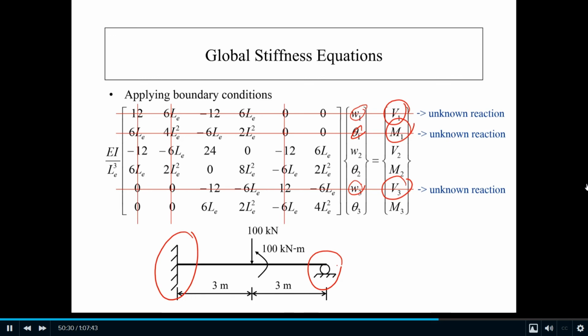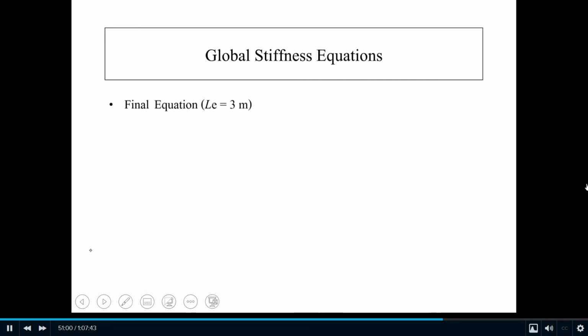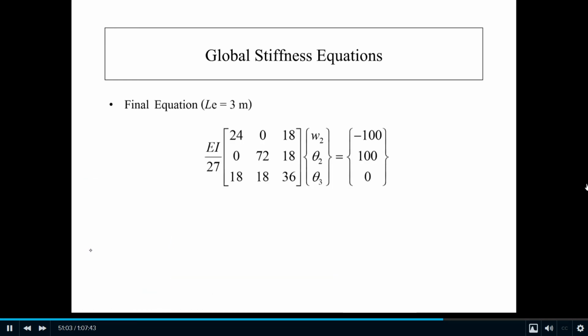And of course, you have applied nodal force. V2 here is minus 100, because I think upward has to be positive, right? And M2 would be 100 because it's counterclockwise. M3 is equal to 0, no force and no moment applied at the right support here. And from this, eventually you have this final global equation to be solved.